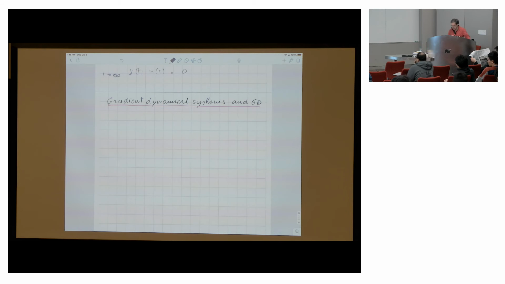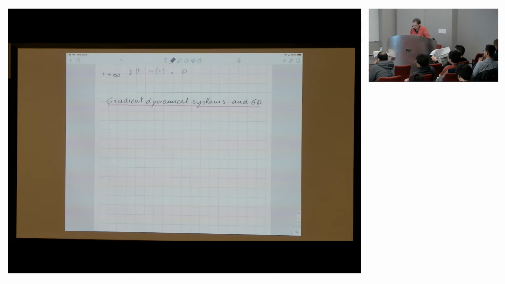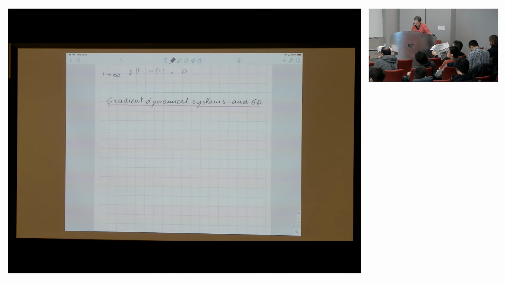let's consider what are called gradient dynamical systems. These are exactly the ones induced by GD. They are the dynamical systems, so differential equations, that derive from the gradient of some scalar energy or loss function like this. And as I said, I'll neglect the learning rate.